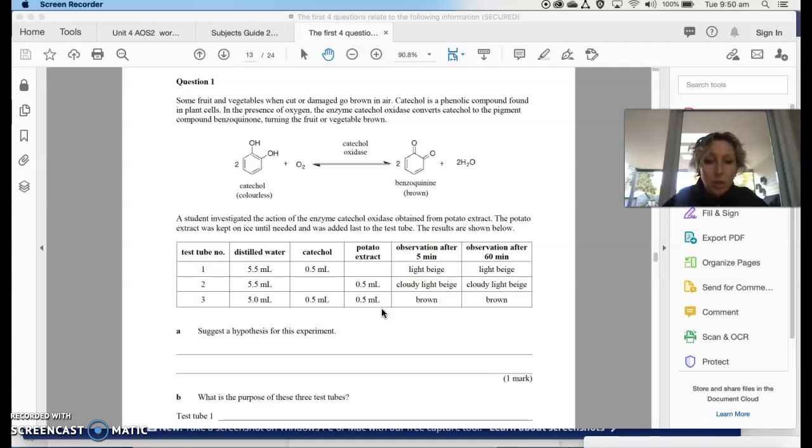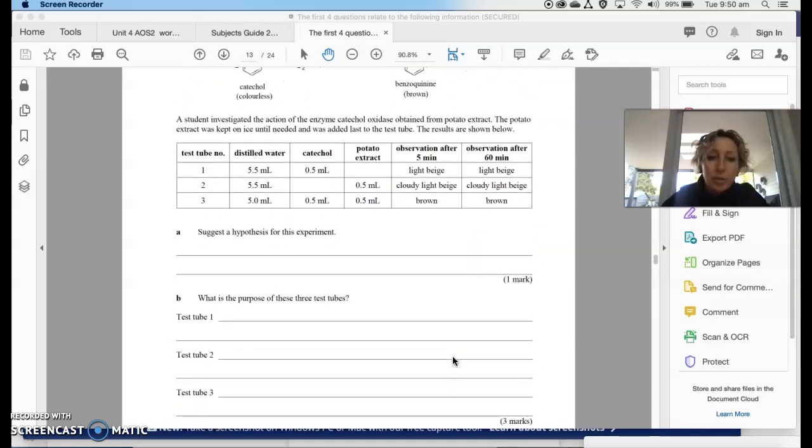Okay, so I suggest that you just press pause and you have a think about why we might have run a test tube 1 here. You can have a look at the results and that might give you a clue. What the purpose of a test tube 2 is, and then what exactly test tube 3 is for. Okay, now have a look at the questions.